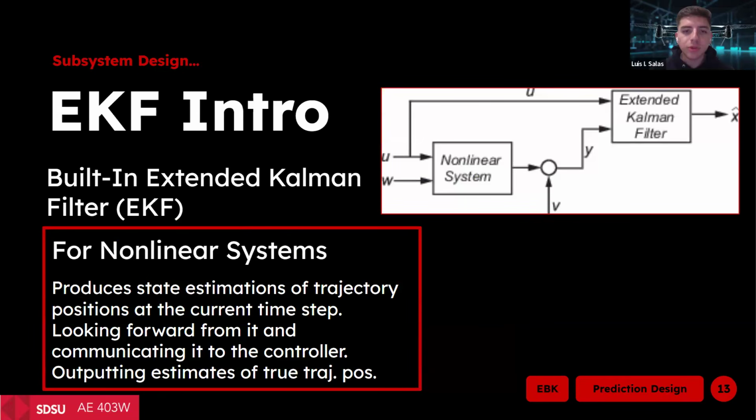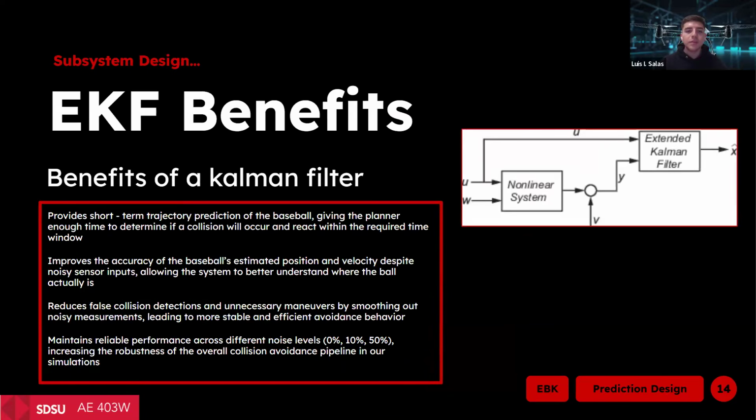To start prediction, we introduced the built-in extended Kalman filter, which is specifically for non-linear systems. The reason for this filter is its ability to produce state estimations of trajectory positions at the current time step, then looking forward from it and communicating it to the controller, essentially outputting the best estimates of true trajectory positions. One of the main benefits of the EKF is it allows us to properly predict the baseball's trajectory. This essentially gives the avoidance planner enough time to determine whether or not a collision will occur, as well as many other benefits listed below.